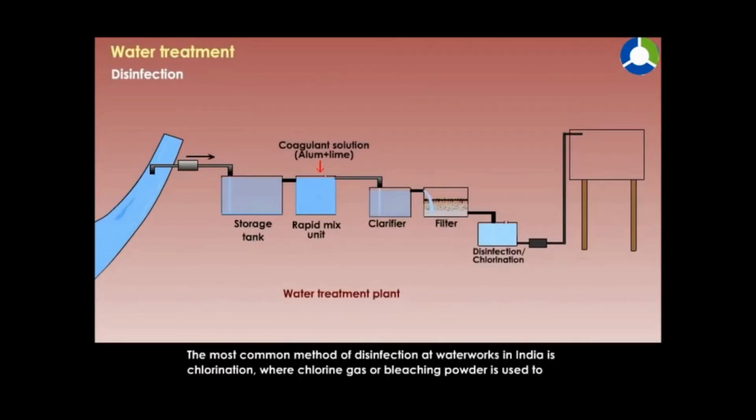The most common method of disinfection at waterworks in India is chlorination. Chlorine gas or bleaching powder is used to kill bacteria.